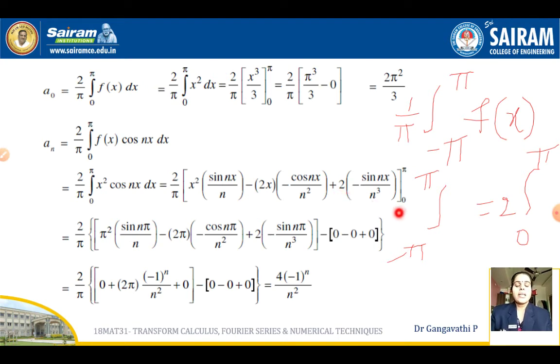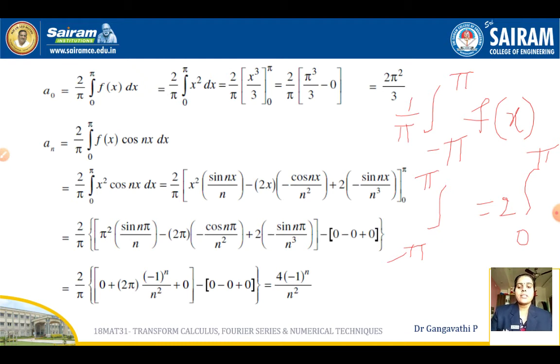Now that is the integration between the limits 0 and pi. Substitute the limits, upper limit minus the lower limit. When we substitute the upper limit, x equal to pi, it is pi square sin n pi by n minus 2 pi times minus cos n pi by n square plus 2 times minus sin n pi by n cube, where wherever we had x, we have replaced it by pi. And for the lower limit, it is 0 minus 0 minus 0. Now let us simplify further. What is the value of sin n pi? We have already seen that sin n pi is 0 for all values of n. You can also check: sin 0 is 0, sin pi is 0 again.